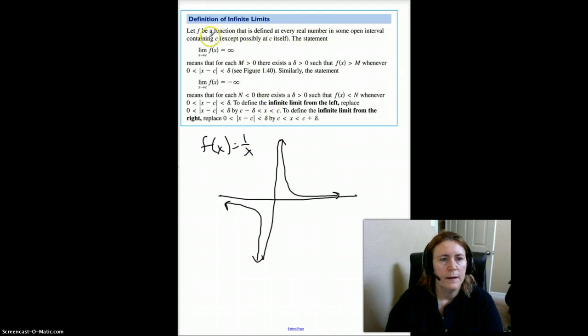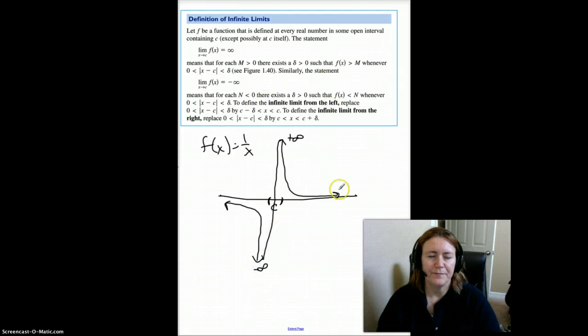Now, for every M greater than 0, there exists a delta such that f of x is greater than M whenever the absolute value of x minus c is less than delta. So if we're looking at this delta region right here around 0, because that's where it's undefined, then the limit as x goes to c, and in this case it's 0, is either positive infinity or negative infinity.